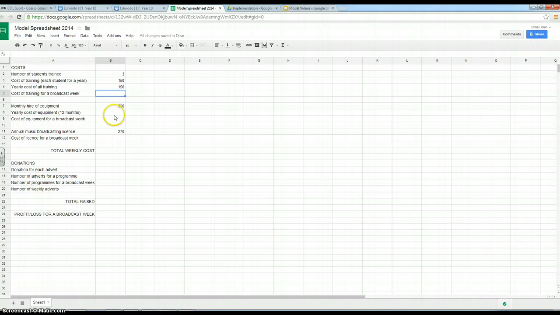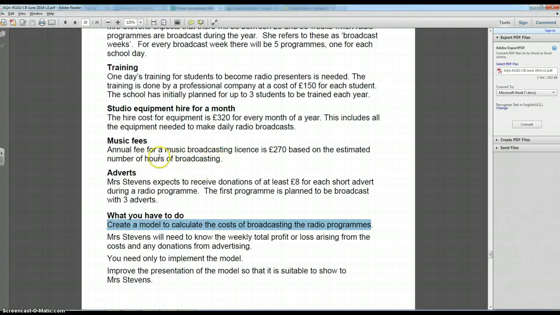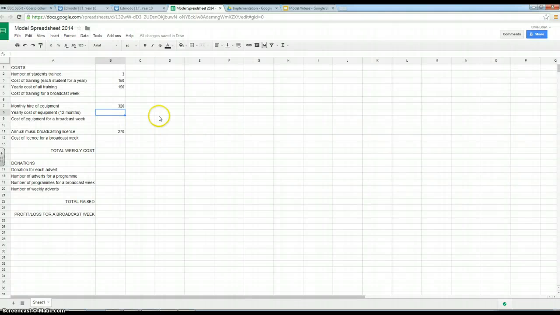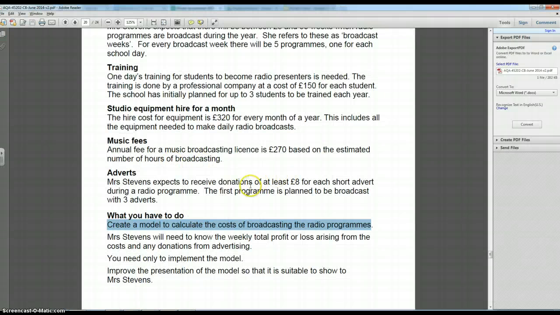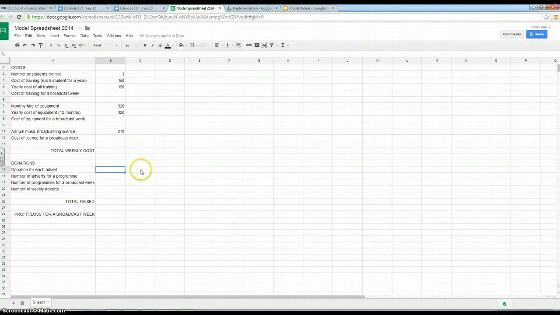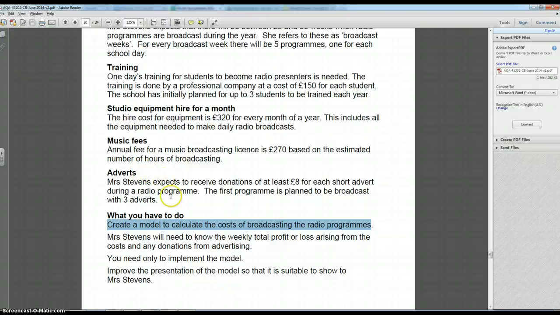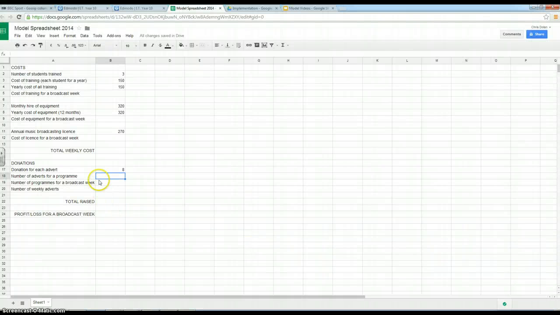Cost of training for a broadcast week. This will need to be done with a calculation. Yearly cost of equipment. Whoops. £320 per year. Mr. Stevens expects to receive donations of at least £8 for each advert. First programme is planned to be 3 adverts. Okay, so there's other areas here that need to be filled in later.